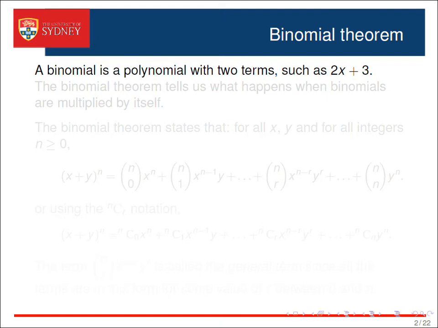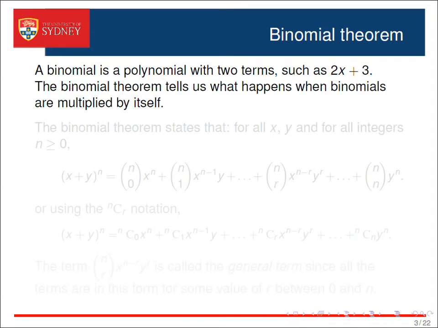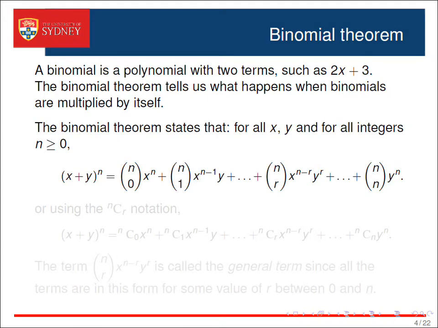A binomial is a polynomial with two terms, such as 2x plus 3, x squared plus 4x, and so on. The binomial theorem tells us what the expanded form is if we multiply the binomials by itself. Suppose we have an addition of two terms, x and y, taken to the power of n. Then the binomial theorem states that the expansion is given by what you see here.